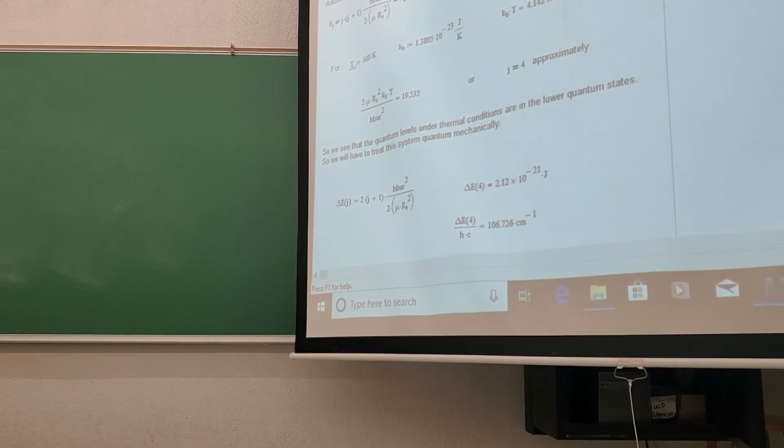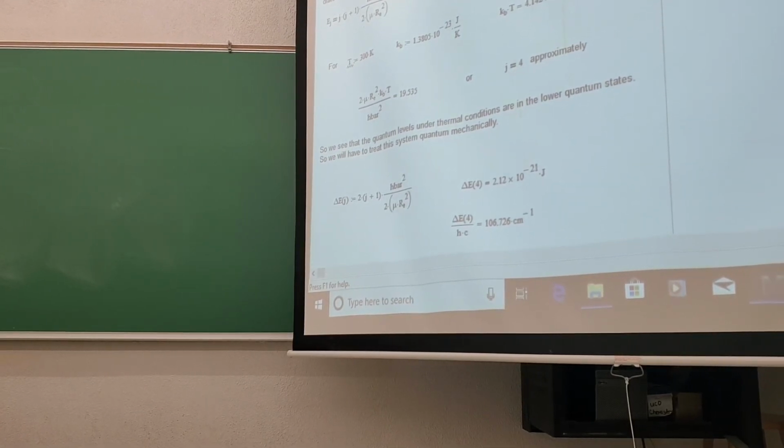So it tells us that molecules are rotating. Now this is again for HCl. For HCl, the molecules are rotating on average at about the J equals 4 quantum state. So as opposed to the translation, which is way up there, the rotation, at least for HCl, is fairly low.